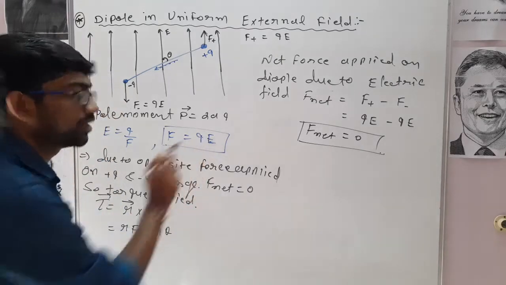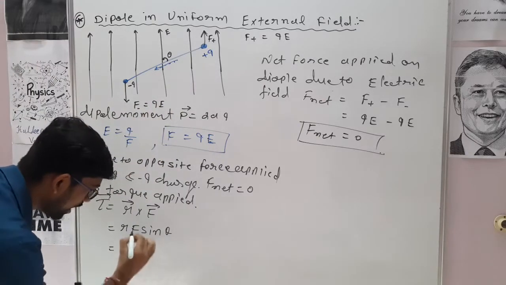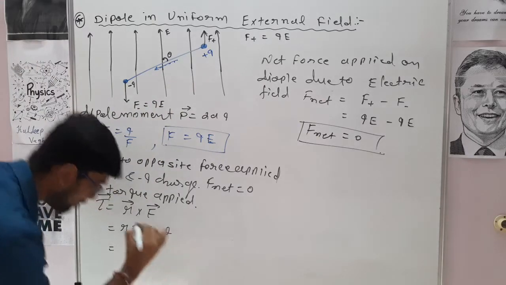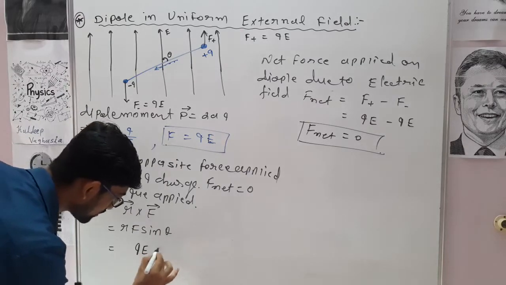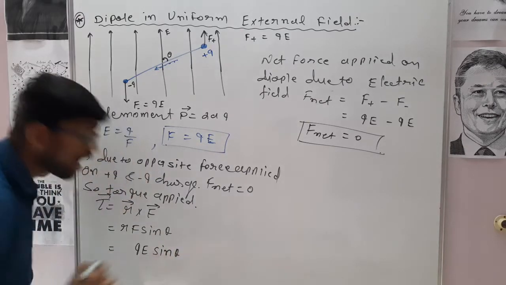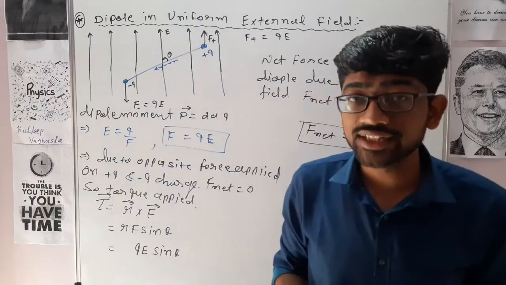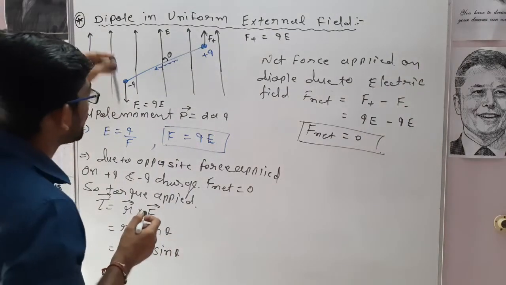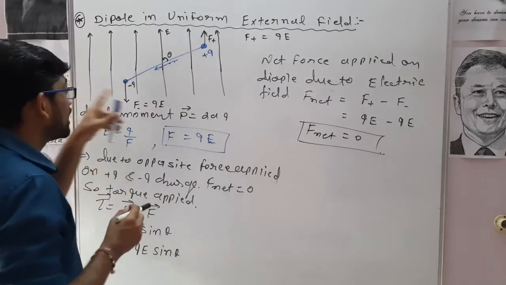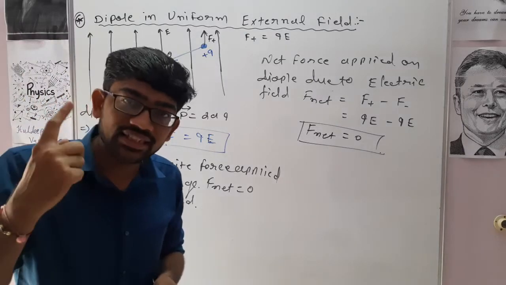F equal to QE. Okay, so the value is the same for both forces, so I can write F is equal to QE only. Done. F equal to QE. Sin theta is sin theta. R is what? The distance between the lines along which the forces are applied, the distance between the charges, force and the distance.